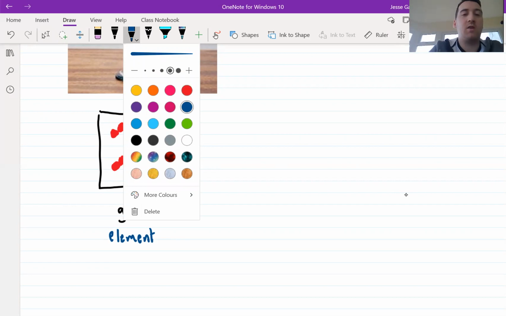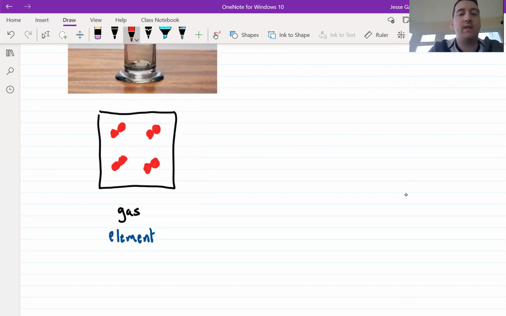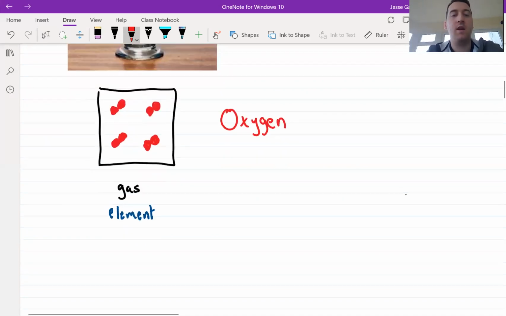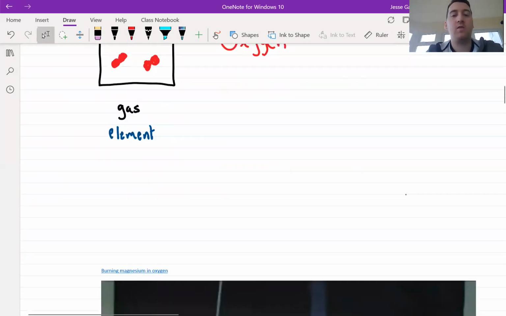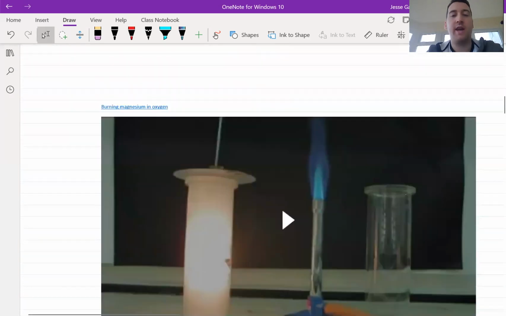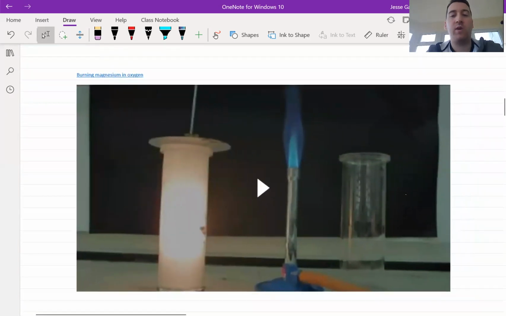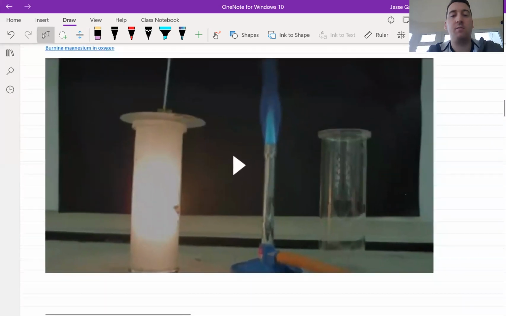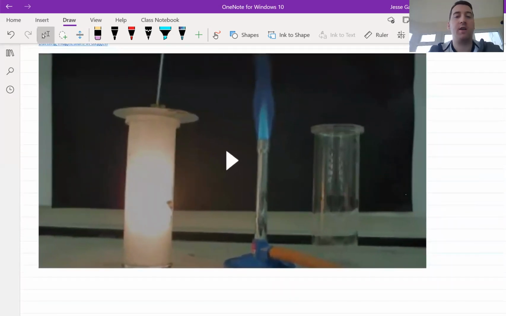The last thing I'm supposed to know is, what is this substance? Well, this substance is the gas oxygen. It's oxygen. Again, you find it on the periodic table. It is an element. What we're going to look at now is what happens when we mix the 2 together and we do a chemical reaction with them. So we're going to watch this particular reaction now.